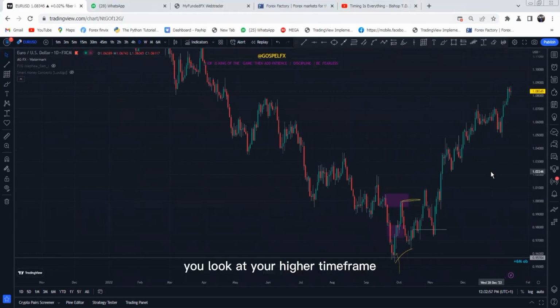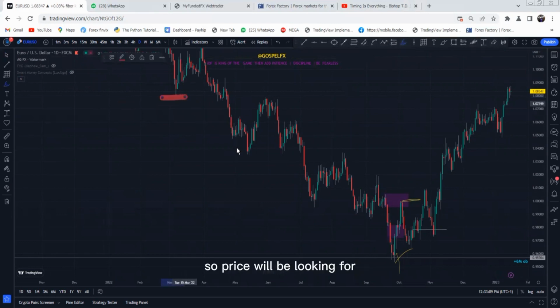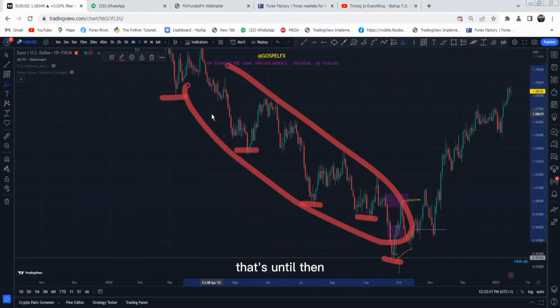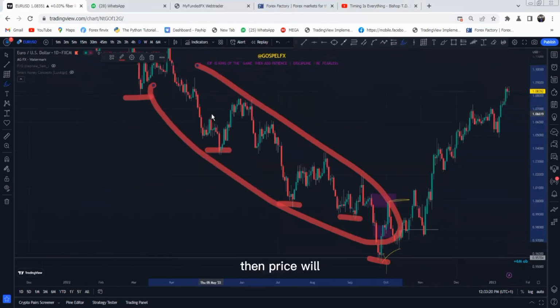You look at your higher time frame. You don't determine your institutional order flow from a smaller time frame. Remember, I said the market moves from liquidity to liquidity, from liquidity to liquidity. And for the fact that the market all this while was selling, price will be looking for sell side liquidity, sell stop, sell stop, sell stop, till the institutional order flow here, which was bearish, changes direction. Until then, price will continue to be dropping.